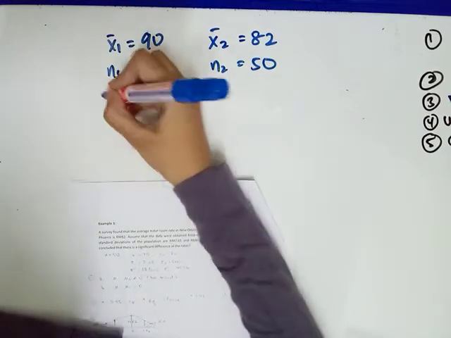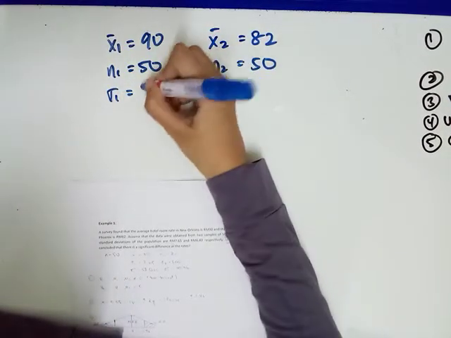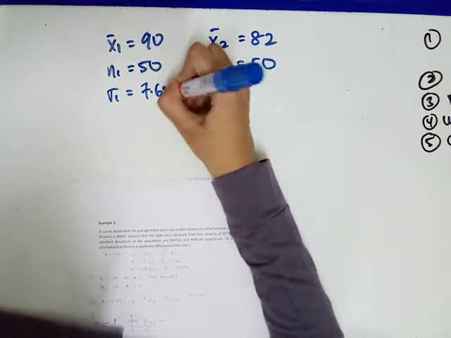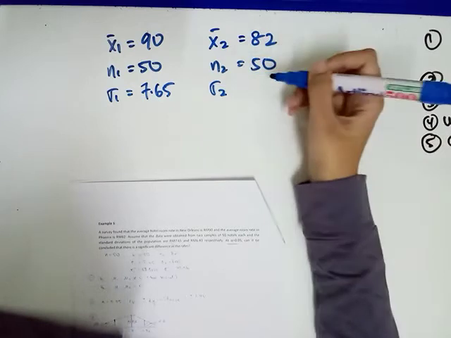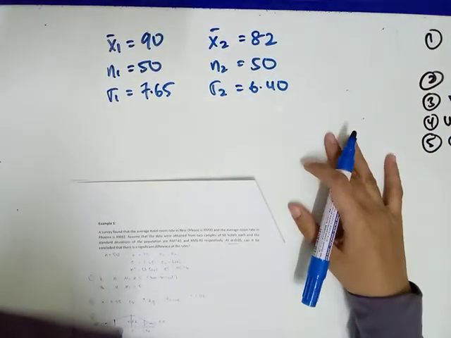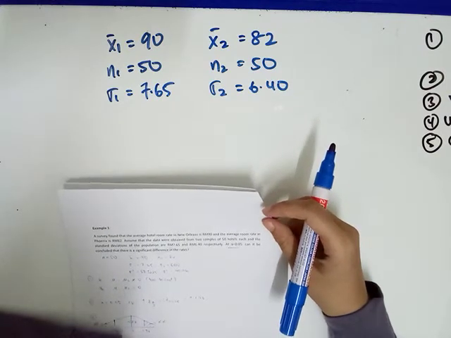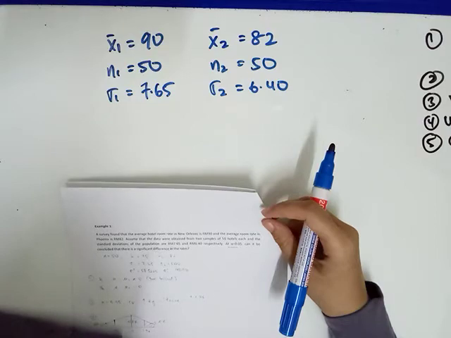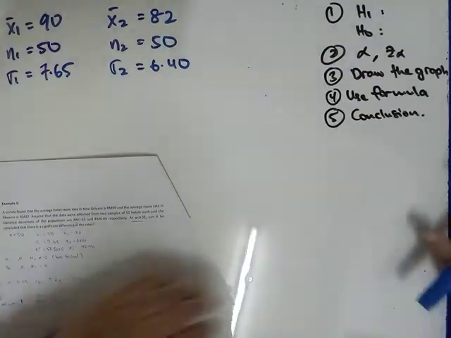Okay, and then the standard deviation. The standard deviation 1 is 7.65, and then for second data is 6.4. Okay, and then at alpha 0.05, can it be concluded that there is a significant difference in the rates? Okay, so you need to test using 5 steps.